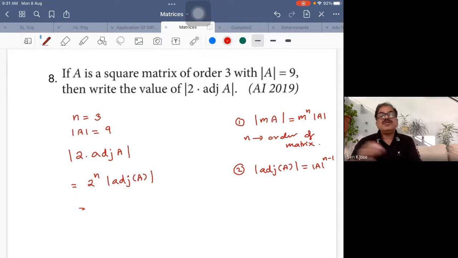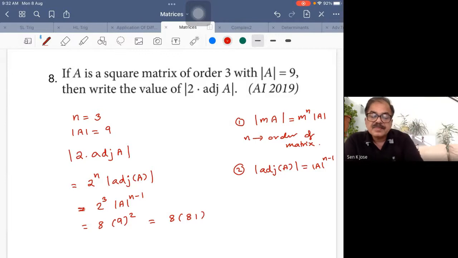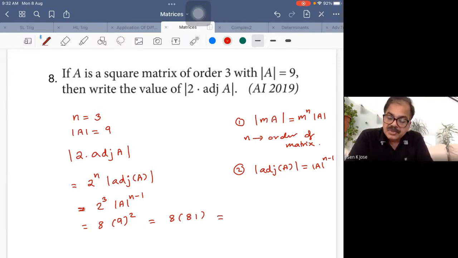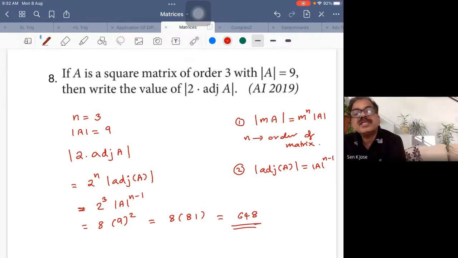So in this step, I only took 2 out. So 2 raised to n into determinant of adjoint of A, which is equal to 2 raised to n, here n is 3, so 2 cubed into determinant of adjoint of A is determinant A raised to n minus 1. 2 cubed is 8 into determinant A is 9 raised to n minus 1, which is 3 minus 1, that is 2. So 8 into 81. You need to multiply the 8 and 81, that's 648. That's your answer. Okay. So look at the results we apply. Copy down the results as well. Okay.